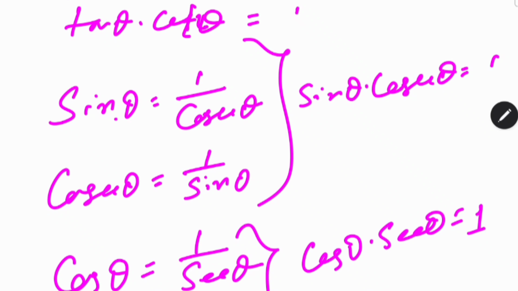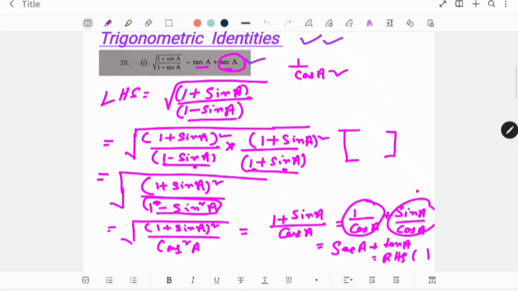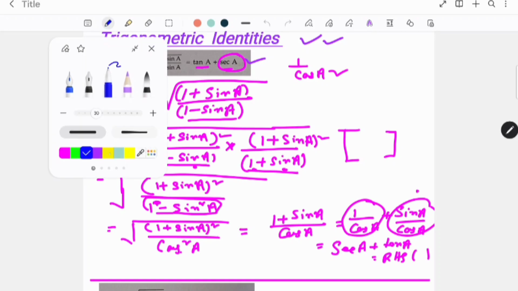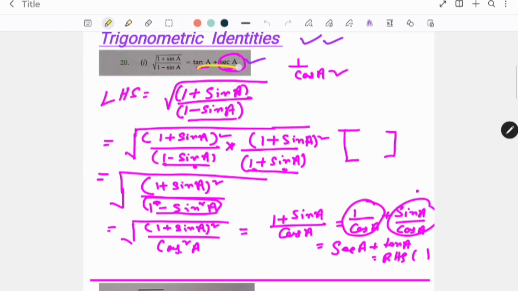These are the formulas you have to remember to solve the trigonometric identities chapter sums. Now we will see the applications of these formulas, and we will try to solve the sums. Let's see how we can solve this sum. It is given: 1 plus sin A by 1 minus sin A, and we have to prove that it equals tan A plus sec A. We know tan means sin by cos, and sec means 1 by cos.